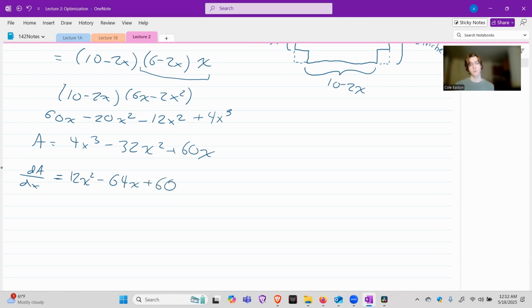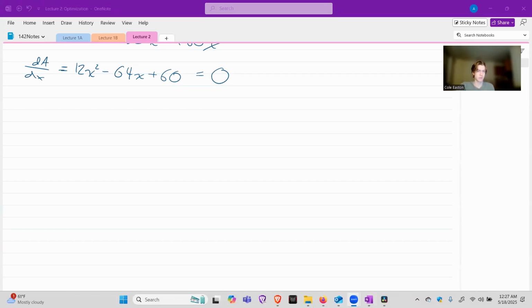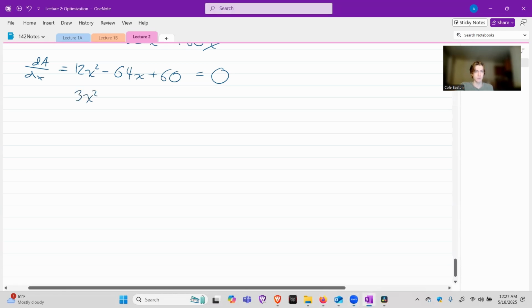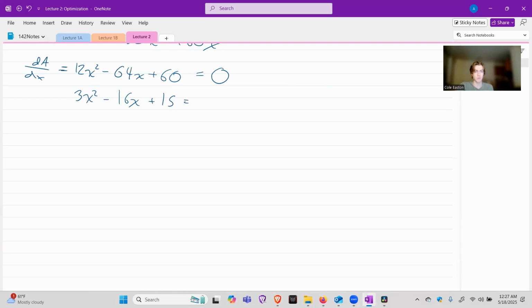Make sure you understand where I got all of these from, right? For this first term, I took this 3, I pulled it out in front. We have 3 times 4 equals 12, and then we decreased the power, and we did the same thing for the rest of them. And we want to set that derivative equal to 0. The first thing we can do to make this a little bit simpler is divide both sides by 4. So we're going to get 3x squared minus 16x plus 15 equals 0. Now we will notice that this left side is not factorable.